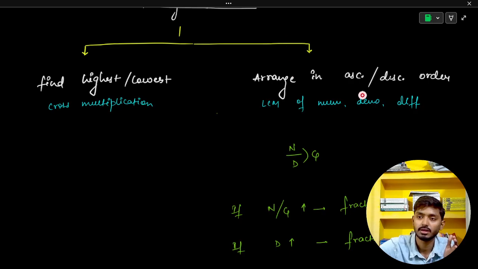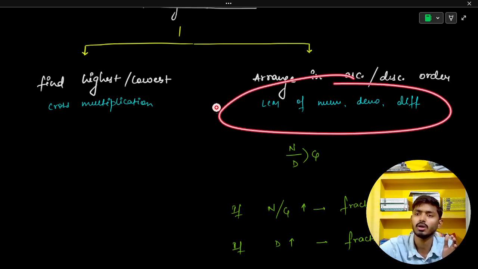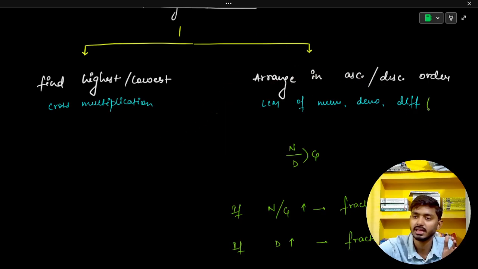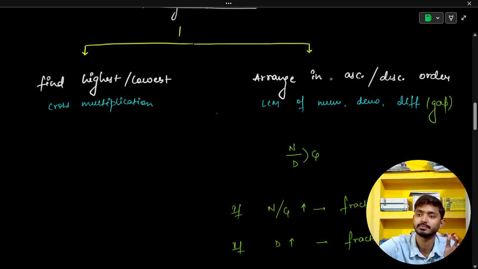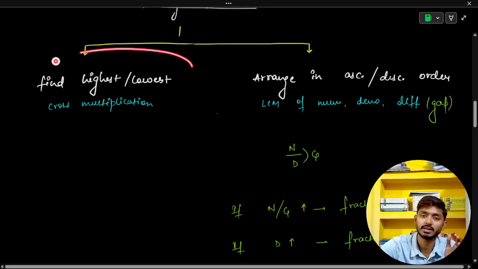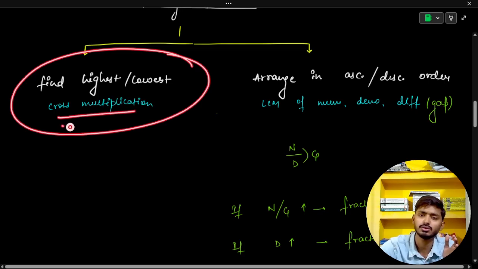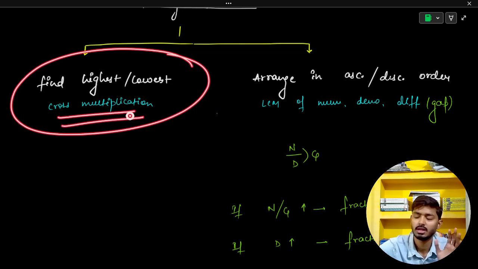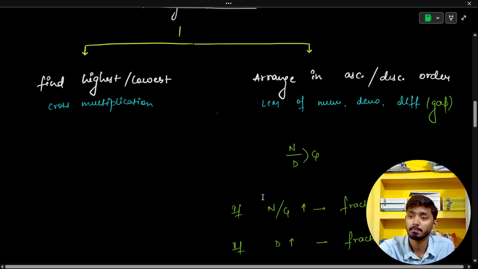LCM of numerator, denominator, or the difference, or shall I say gap. But if you are supposed to find the highest or lowest, better use cross multiplication. That was all about comparing fractions.